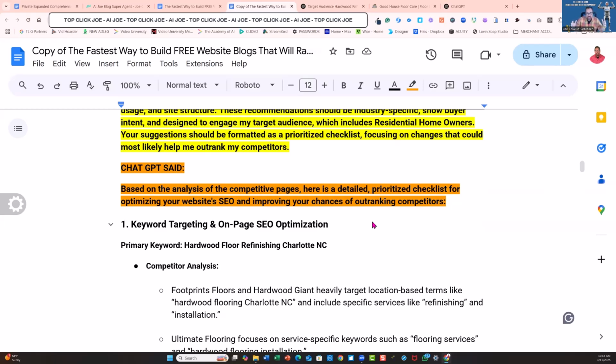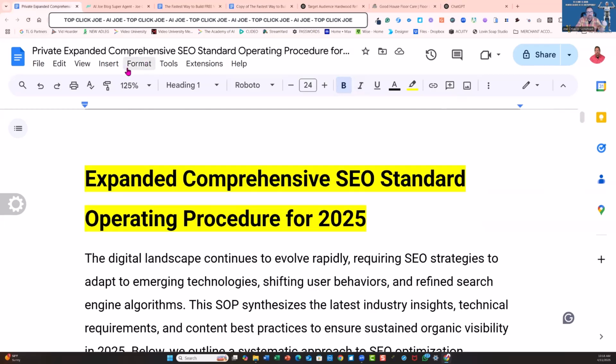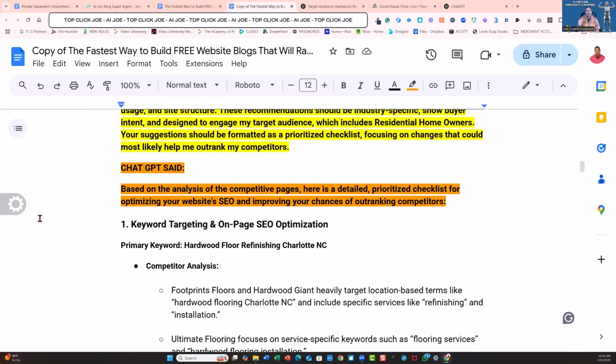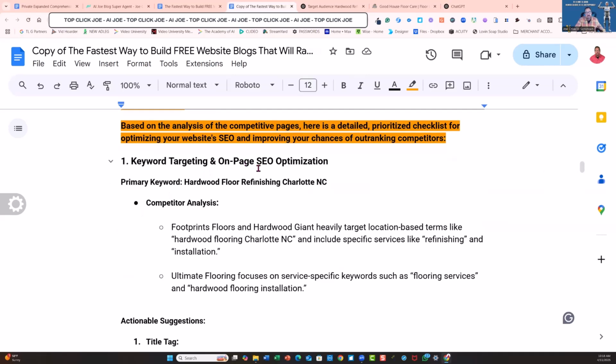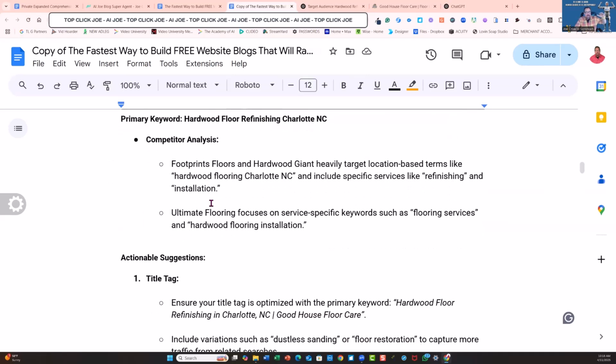Now, when you look at my page here, it's 617 pages, that is a lot of information I can put in the back of my agents, and in the back of ChatGPT when I add something. It's a lot of information that it's going to be able to do really good SEO with. You're not going to have that, so you're just going to do it like this. So now it's going to do the keyword targeting and on-page SEO optimization. So now you're going to get all this.